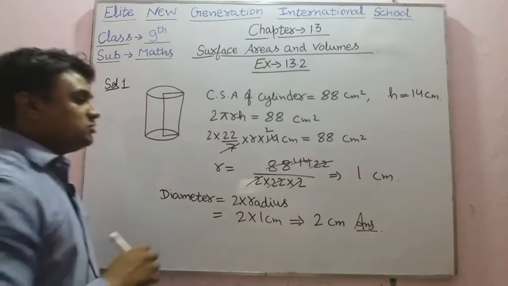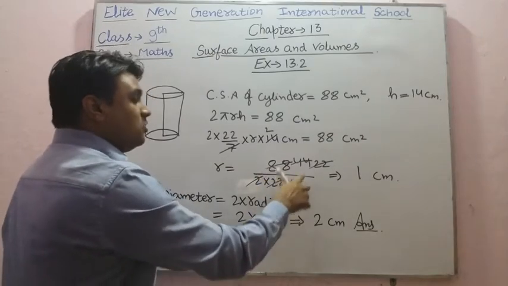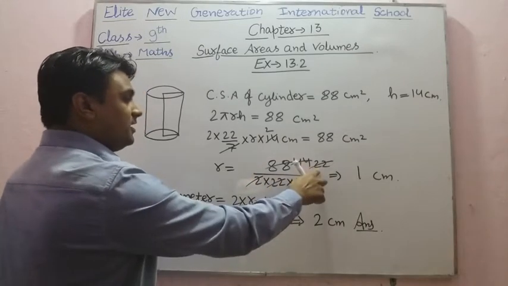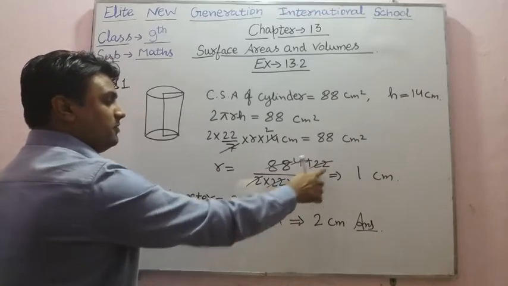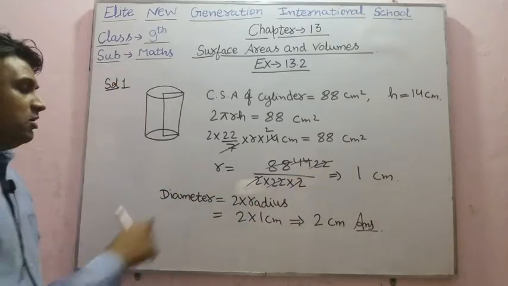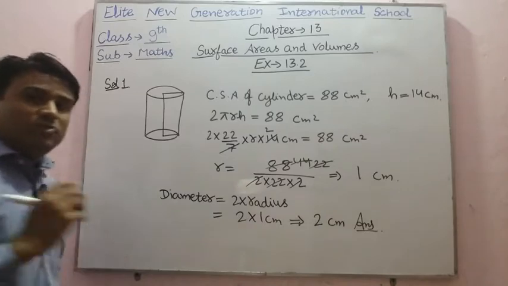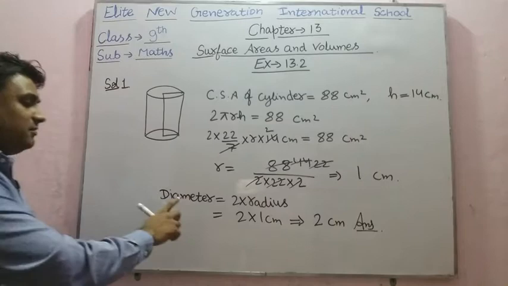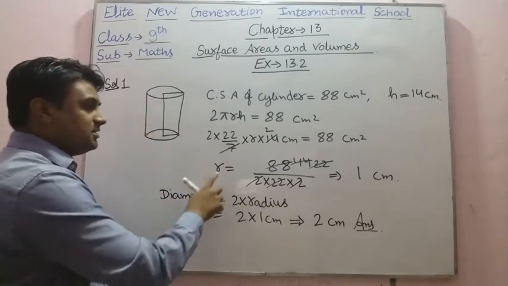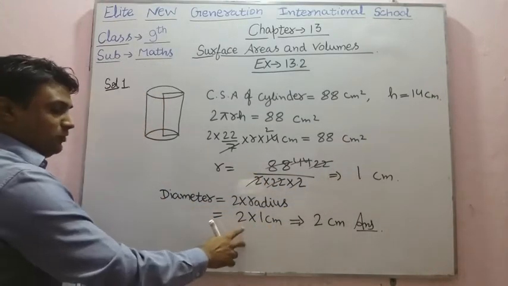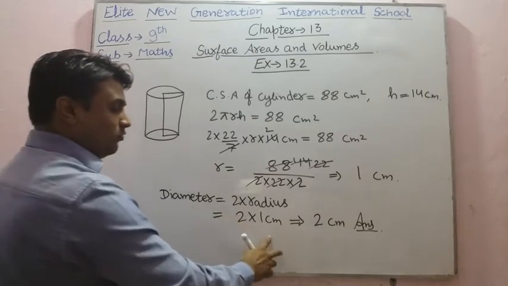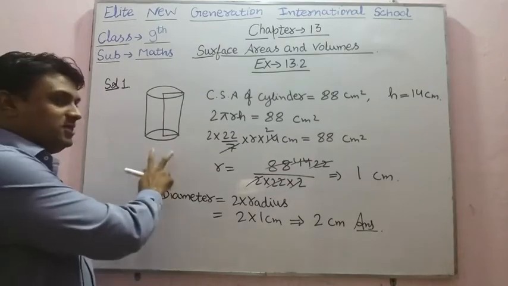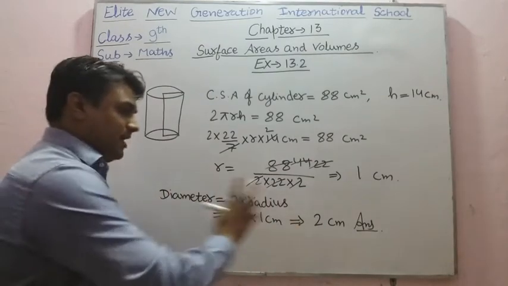Now we can solve it. First of all we can cancel this 88 by 2, it will be 44 times. Similarly we can cancel this 44 by 2, it will be 22 times, and 22 will be cancelled by this 22. So here the radius will be equal to 1. We have to find the diameter of this cylinder. So for finding the diameter, it equals 2 into radius, and radius is equal to 1 centimeter. So 2 into 1 will be equal to 2 centimeter. So here we can say that the diameter of this cylinder will be equal to 2 centimeter.